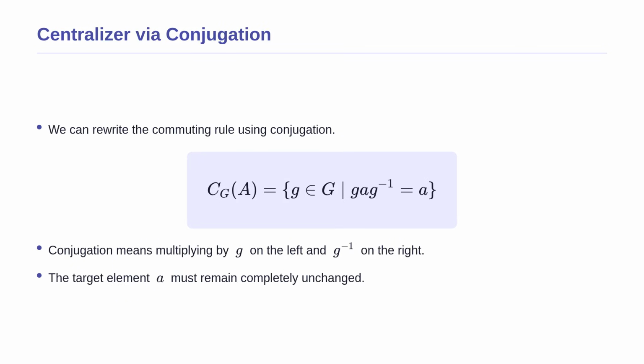This commuting property leads us to another way to write the exact same definition, using a powerful concept called conjugation. If we take our previous equation and multiply both sides on the right by the inverse of g, we get g a g inverse equals a. This tells us that conjugating the element a by g leaves it completely unchanged. Conceptually, this means the centralizer consists of all elements that do not alter the target when applied from both sides. If the target element changes even slightly during this process, the test element is rejected from the centralizer.